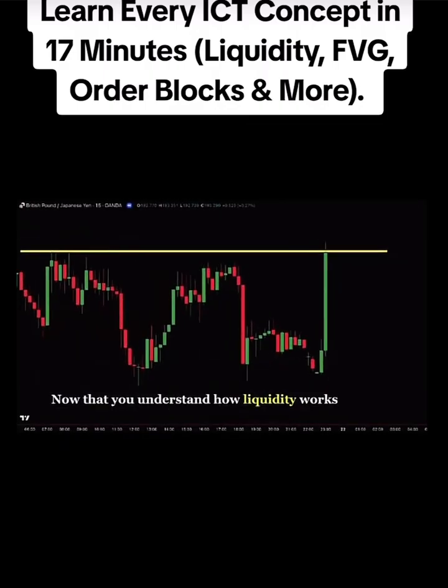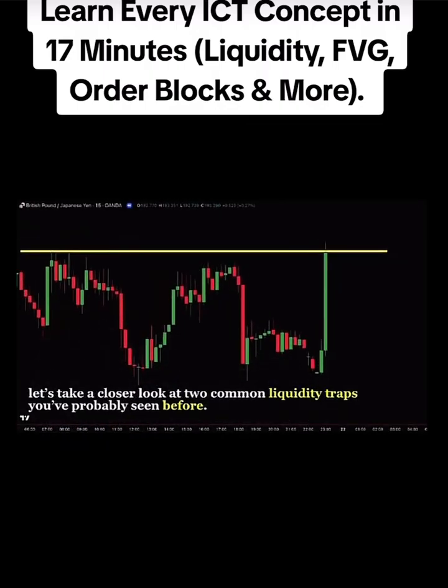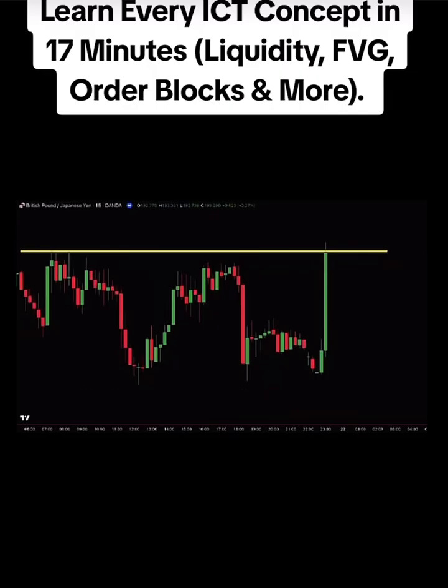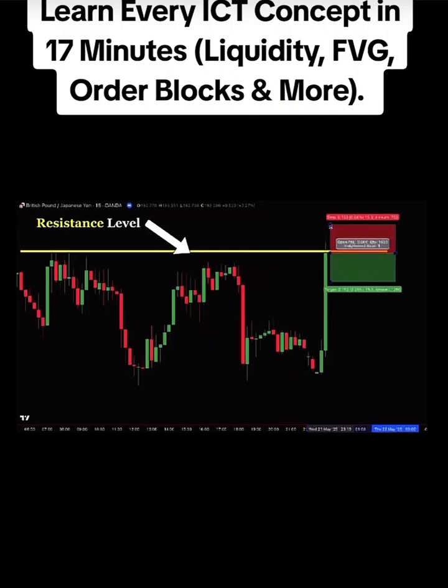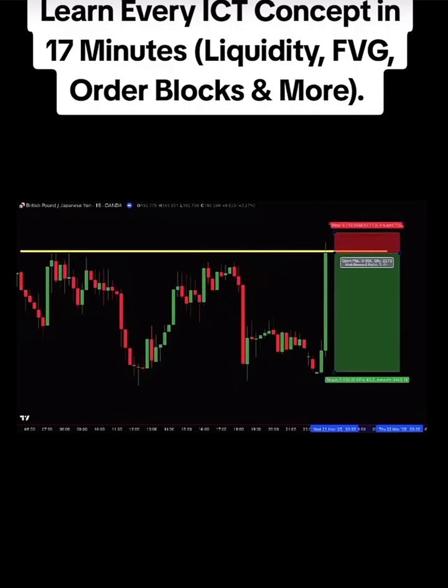Now that you understand how liquidity works, let's take a closer look at two common liquidity traps you've probably seen before. Let's start with a buy-side liquidity trap. Take a look at this chart example. The market is in a range. You see a clear resistance level, looks like the perfect spot to go short. So you enter a sell trade, placing your stop just above resistance.